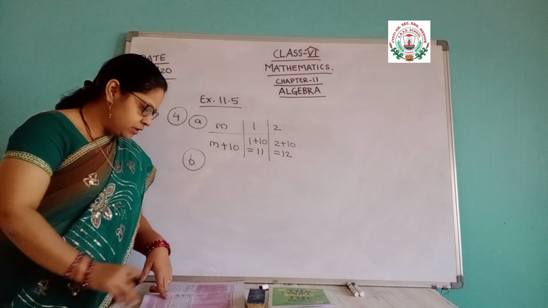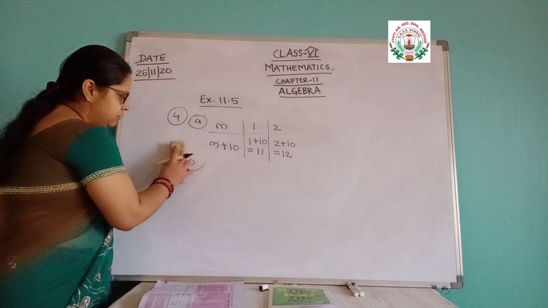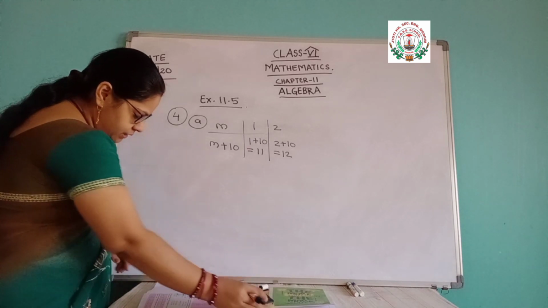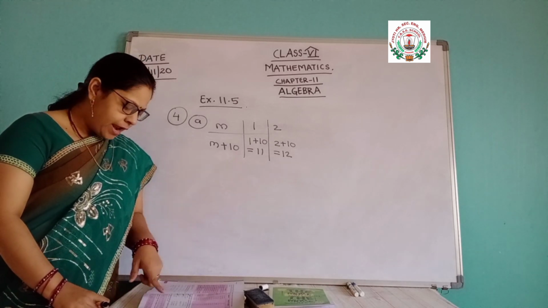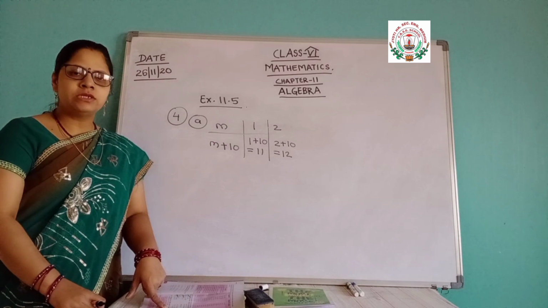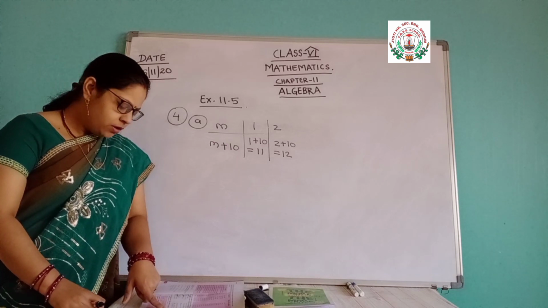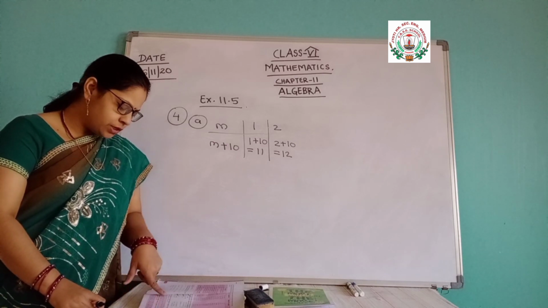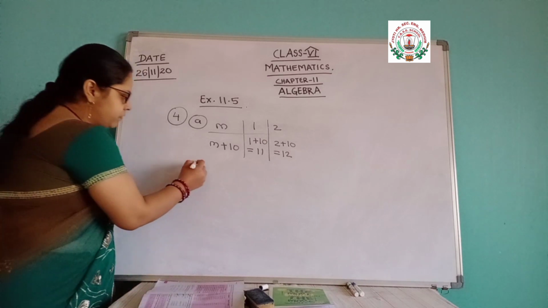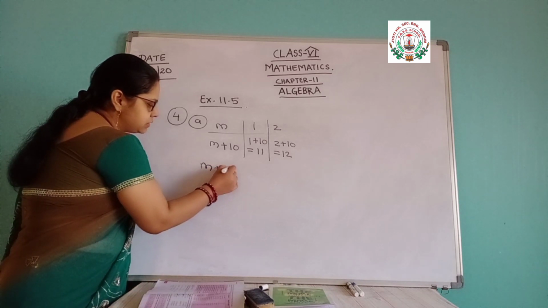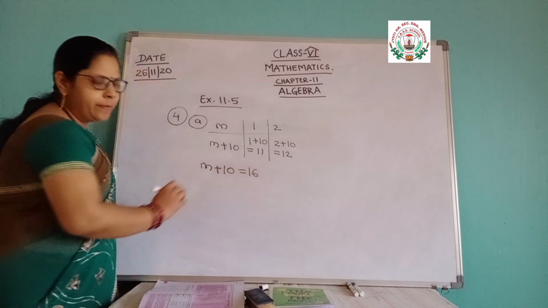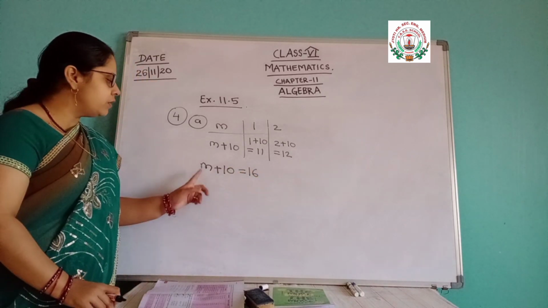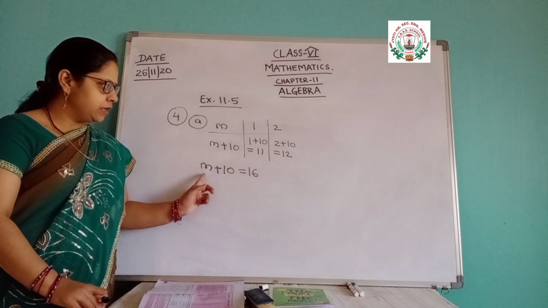And for the B part, it is actually given, complete the table. First you will complete the table, and by inspection, which means just by seeing the table, find out the solution to the equation. Here the equation is given. What equation is given? M plus 10 is equal to 16. For that you have to find out the value of the variable.